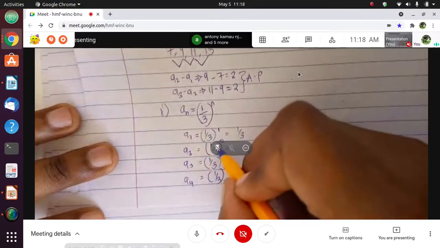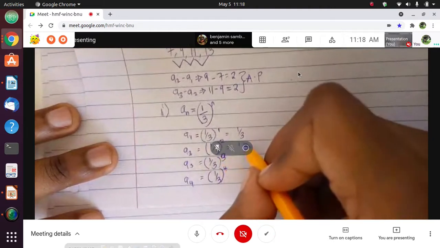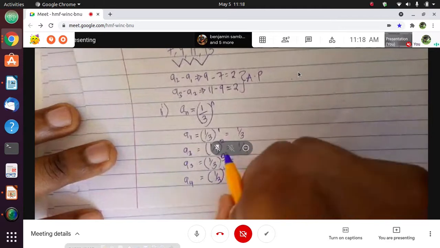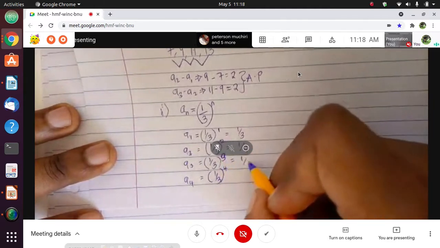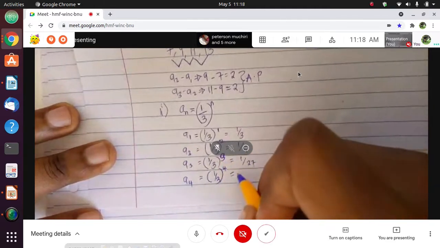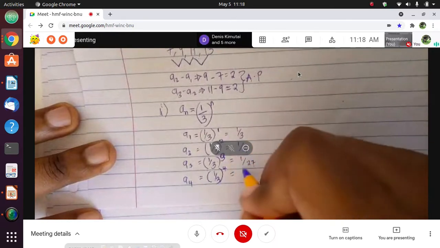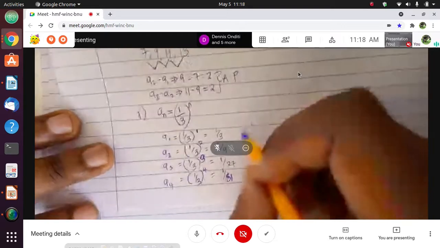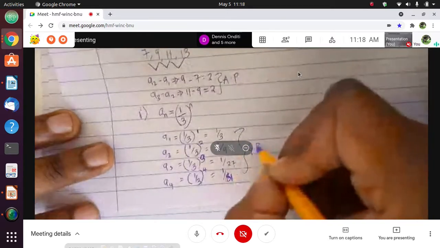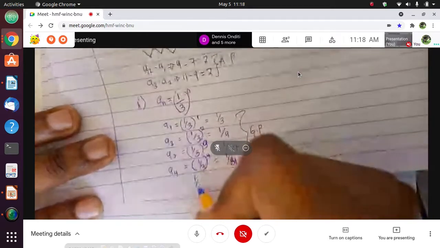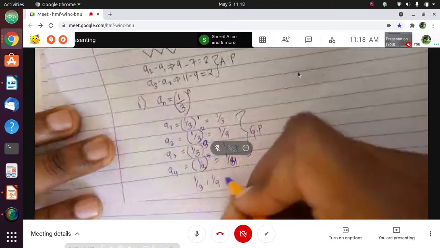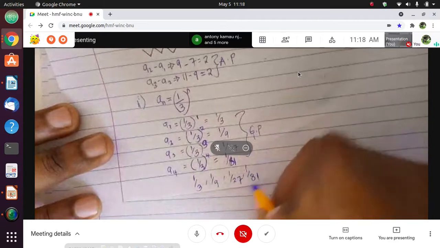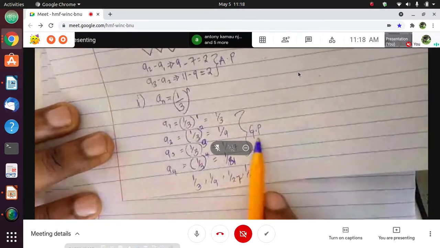A2 is a third squared, giving us 1 over 9. A3 is a third cubed, which gives us 1 over 27. And A4 is a third raised to power 4, which gives us 1 over 81. Now, this is a geometric sequence or a geometric progression, because a third, a ninth, 1 over 27, and 1 over 81 is our sequence, and it is a geometric progression.